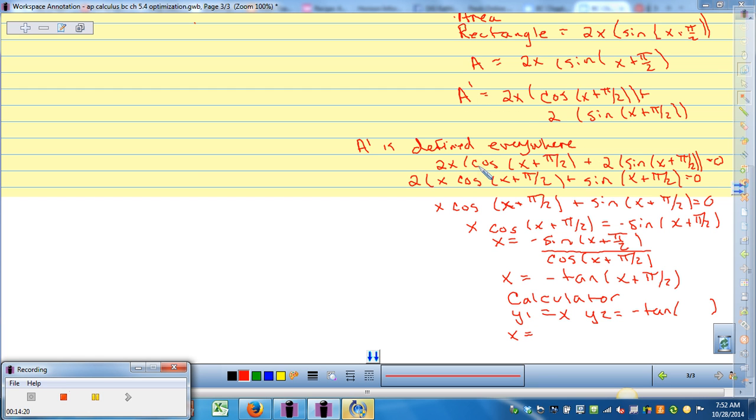So we now need to find where that derivative equals 0. I factored out a 2, and we get 2 equals 0 as one of our factors, which gives us nothing. And then we get x cosine of x plus pi half plus sine of x plus pi half equals 0. We're going to solve for x, and what I end up getting is x equal to negative sine over cosine of x plus pi half, which is negative tangent. At this point we would need our calculator. The easy way to solve it is put x in y1 and the negative tangent expression in y2.